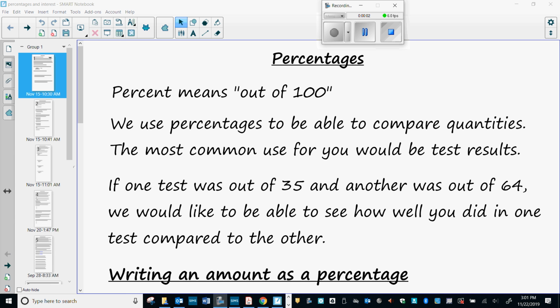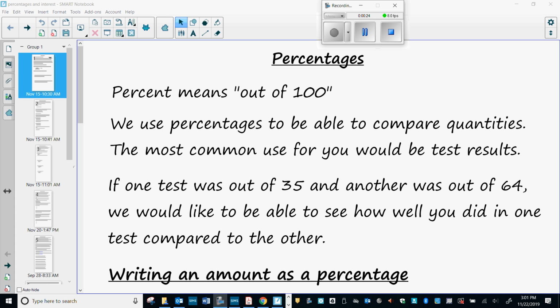Right, so percentages should be another topic that you're thinking, yeah, I remember learning this last year. And it should be something, hopefully, that you have some confidence in. And again, those of you in my class last year, these notes are going to be super similar to the ones she has. I don't think it hurts to just go through the same examples again.